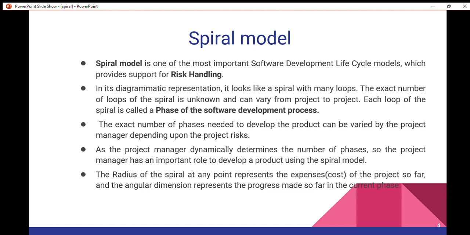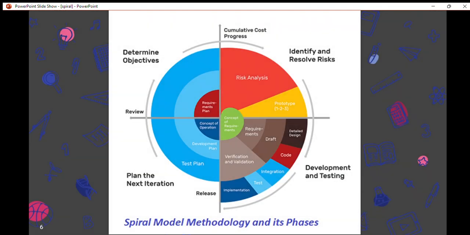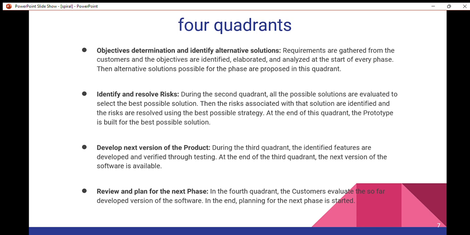Each loop of the spiral is called a phase of the software development process, because the spiral model looks like a spiral with many loops. The exact number of phases cannot be determined because it needs to be developed according to the project risks. So we can see the spiral model methodology and phases. We'll discuss each of the 4 phases: objectives determination and identify alternative solutions, identify and resolve risks, develop next version of the product, review and plan for the next phase. So these are the 4 phases.